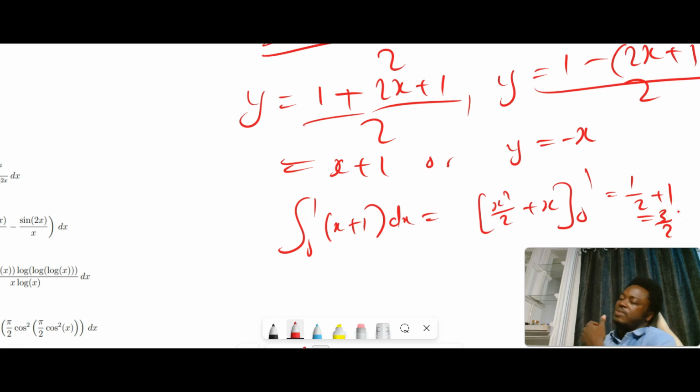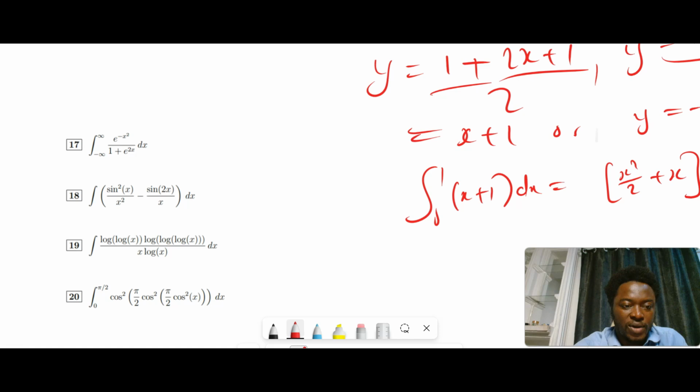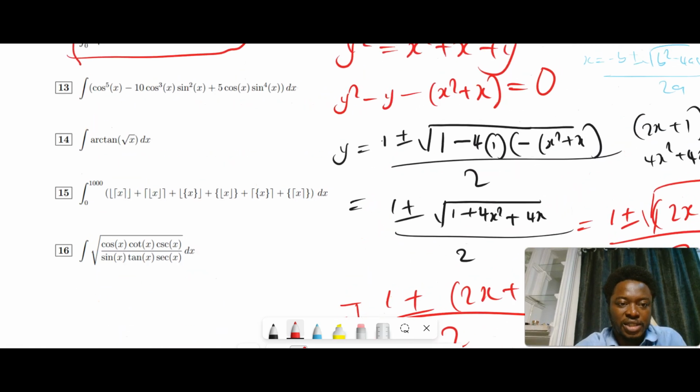Yes, it should be 3 halves. So you can see why I don't like those problems, because they take so much time to do.